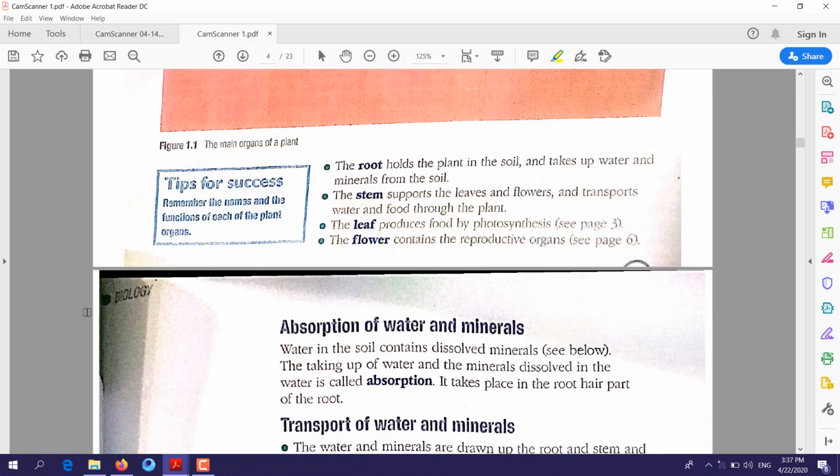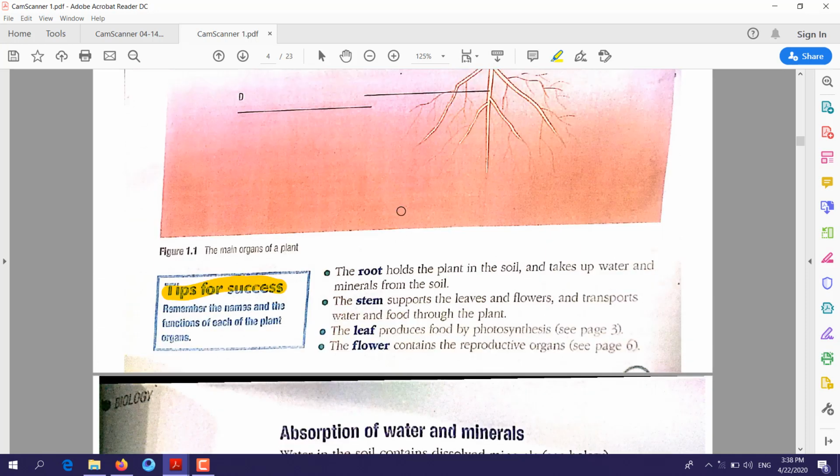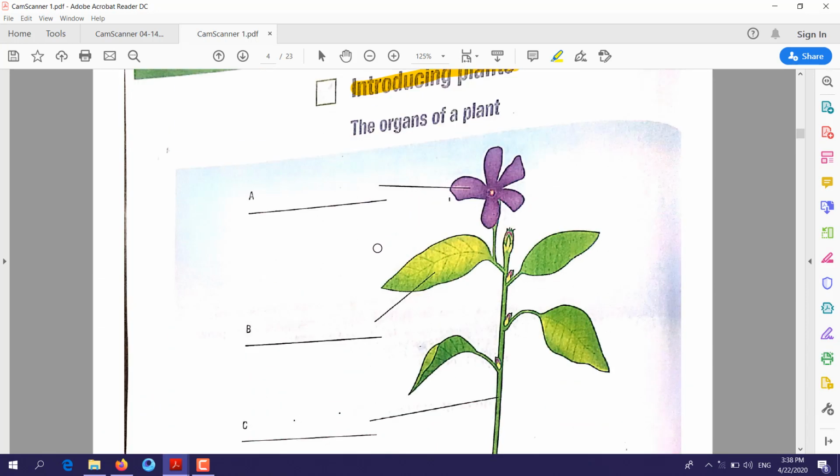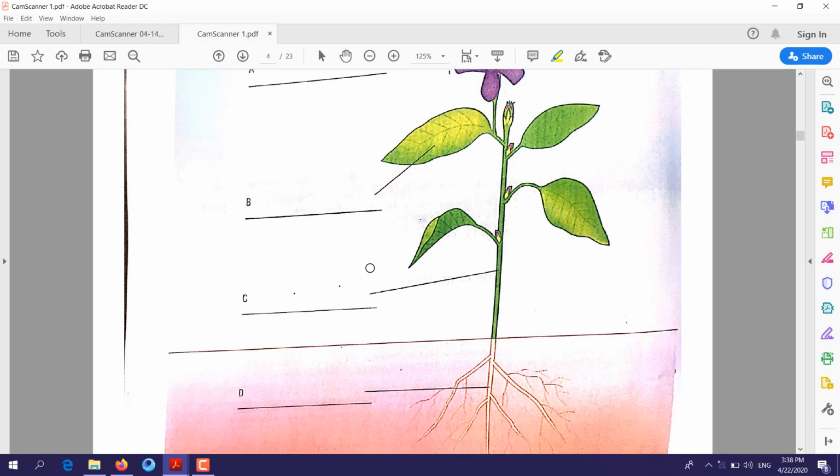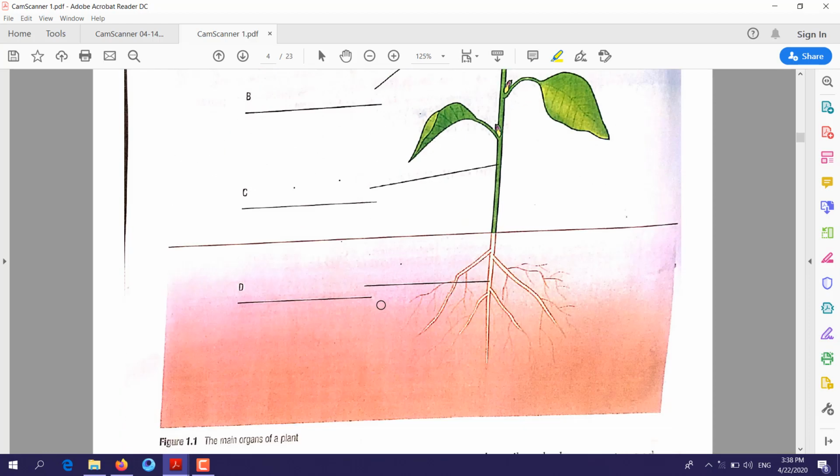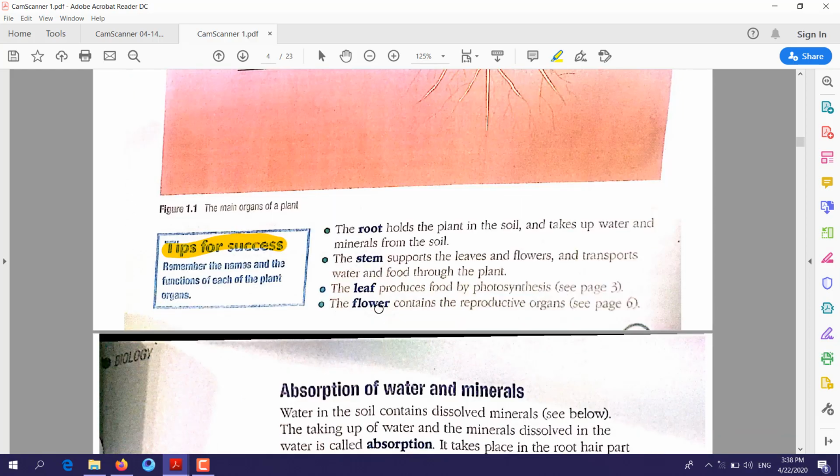One more thing. In each page, you will find Tips for Success. You need to know the main idea of the topic. For example, here it says, remember the names and the functions of each of the plant organs. Because this topic was talking about organs of plant, you must know the organs and the function of each organ.